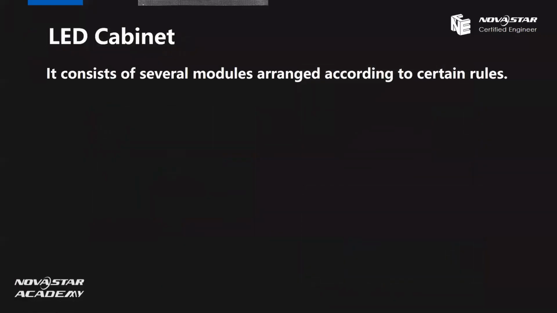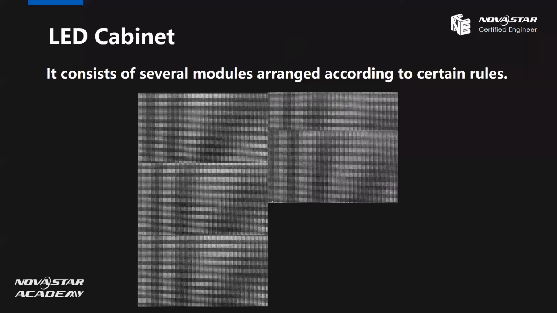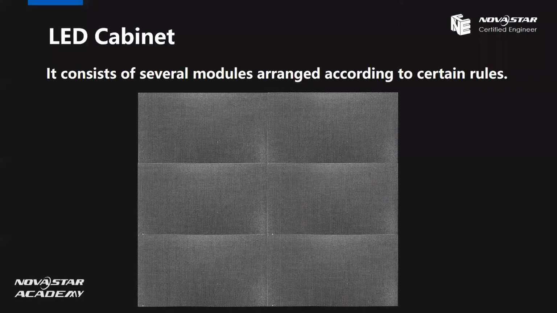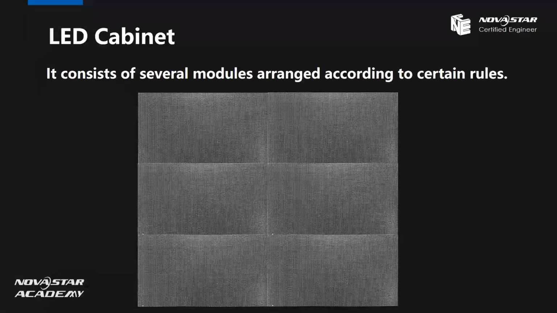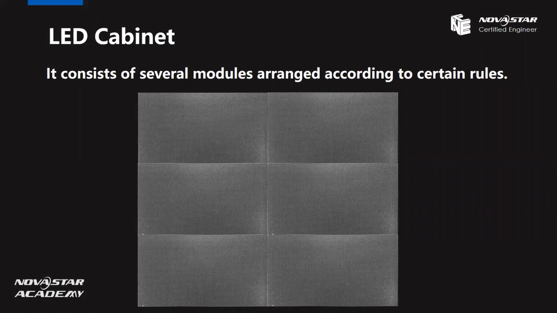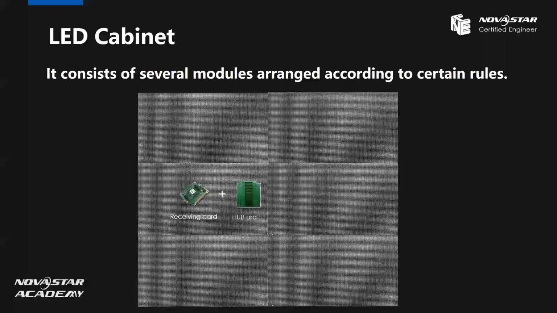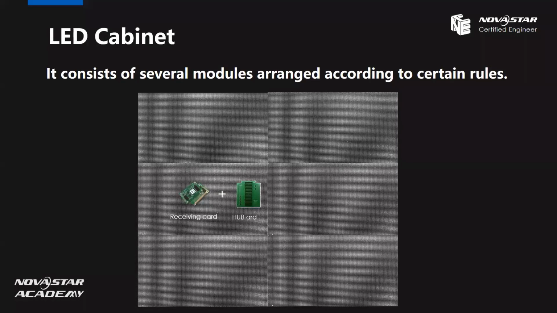Now after we have the LED module, we need to create an LED cabinet. As the picture shows, the LED cabinet consists of several LED modules arranged in certain rows. And there is a receiving card and hub card inside each cabinet, connected to the LED module through a flight cable.